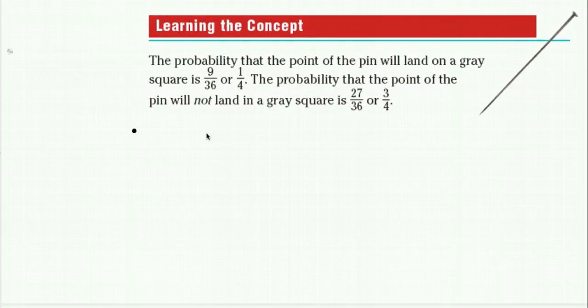So what did we learn in that example? We learned that the probability that the point of a pin will land on a gray square is 9 out of 36 or 1/4. Remember what probability is: the probability of an event occurring is the ratio of the number of favorable outcomes to the total number of possible outcomes. The probability that the point of the pin will not land on the gray square is 27 out of 36. Again, the number of favorable outcomes in this case is 27, and the total number of possible outcomes is 36, or 3/4.